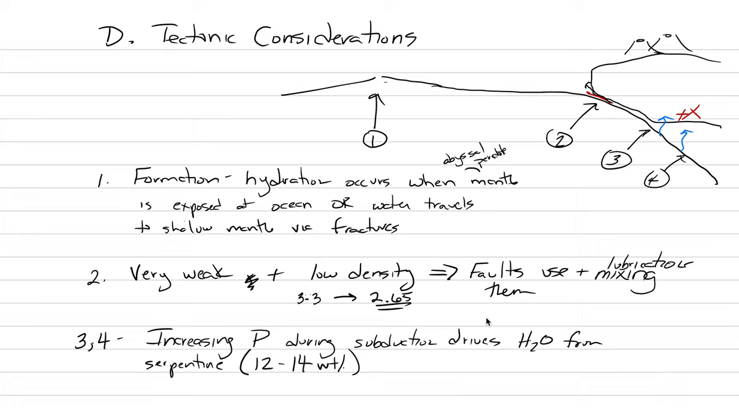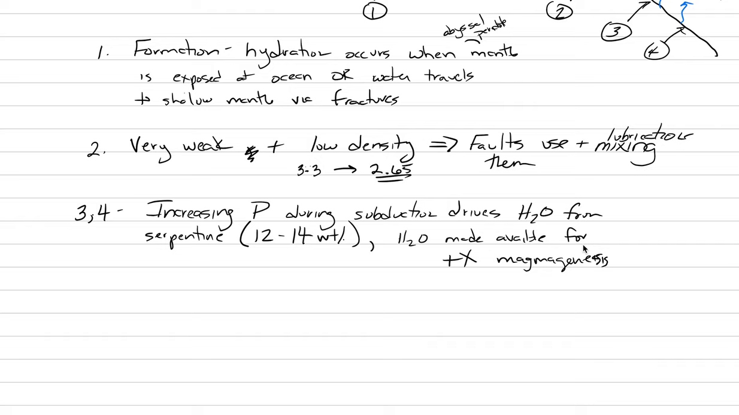As it is released, water is then made available for plus X magmagenesis. Now, of course, it's not just like that. It's actually first hydrating the mantle, and then once we hydrate the mantle, we get it to change the slope of the solidus and then cause the melting, right? You remember all that from one of the first lectures of the year. But that is the power of serpentinization, such an important process for all of plate tectonics.